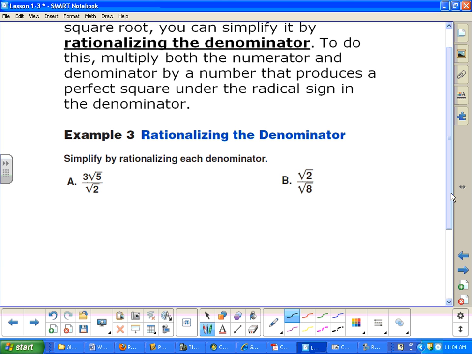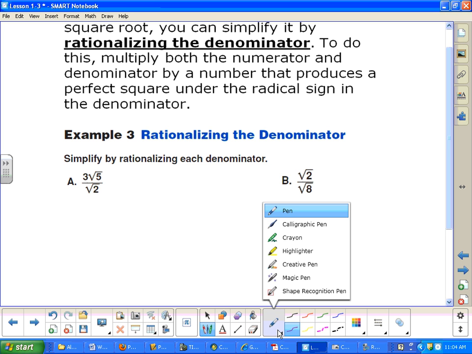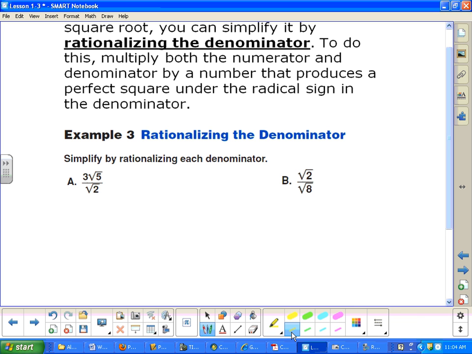So for letter A here, we have square root of 5 and square root of 2. Does 2 go into 5 evenly? No, it doesn't. Okay, so I can't simplify that fraction. So that means that I'm going to have to rationalize the denominator, and we put up here what to do again for that. That we're going to multiply both the numerator and the denominator by a number that produces a perfect square.